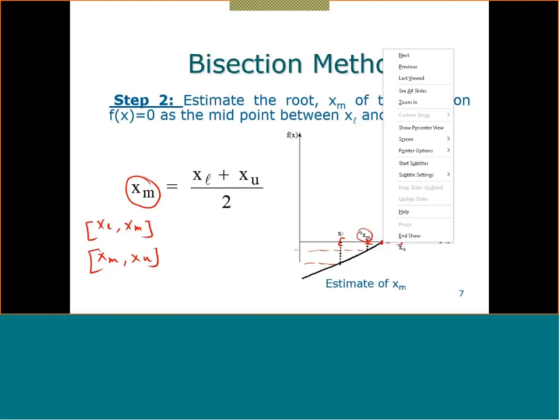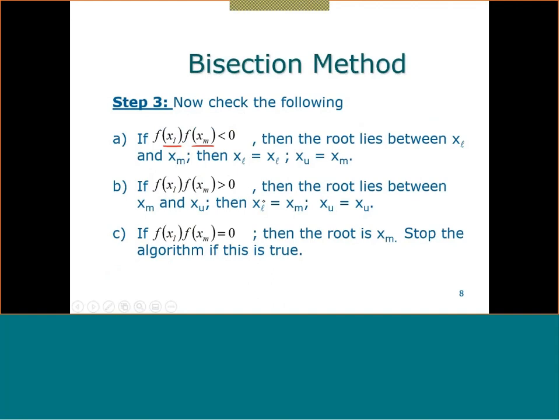Okay, so let's move on here. We multiply f of x of L times f of x of M. If it is less than 0, then the new limits are: the new XL prime stays as it is, so the lower limit of the bracket stays the same, but the upper limit will now be your XM.